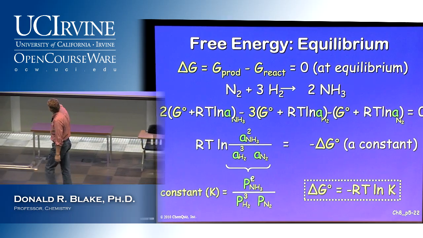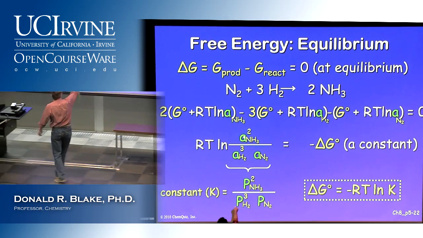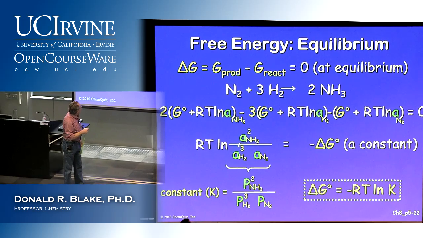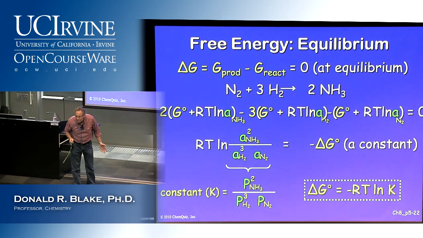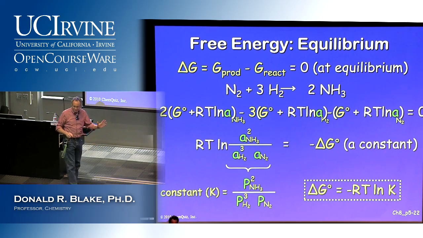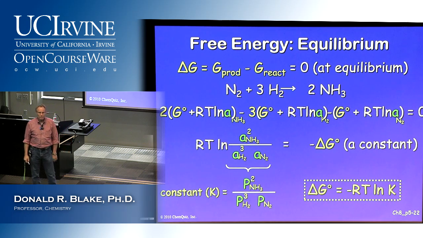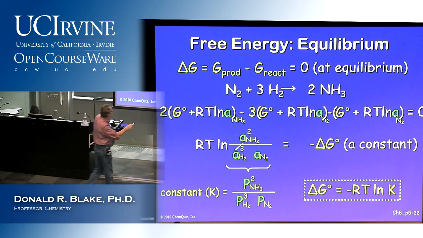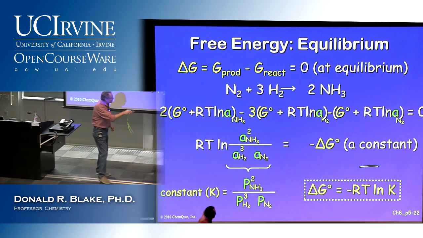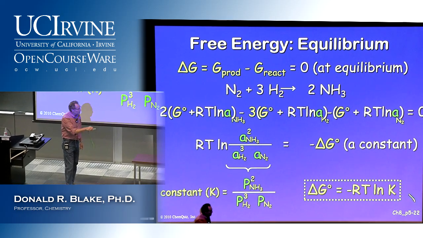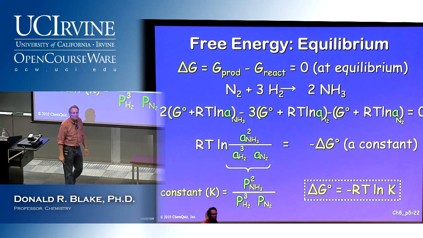So these activities are a pressure divided by a pressure, okay? So you get rid of the units. So all you have is a value right there. So in this case, and this is all you really need to know, it's just pressure squared over pressure cubed times this. But these are now not units. Okay? We've removed the units by using these A's. This is what you need to know. Okay? That delta G is equal to minus RT log K.